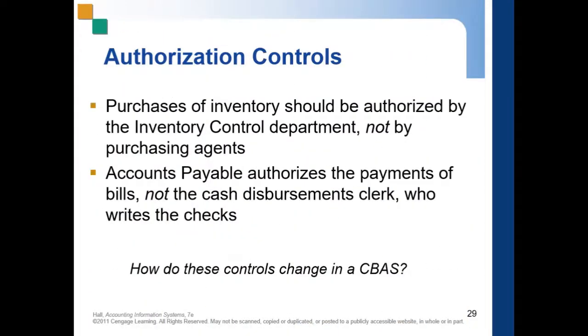Now let's start with the authorization controls. Purchases of inventory should be authorized by the Inventory Control Department and not by purchasing agents. Again, Inventory Control Department if you are a merchandising firm. If you are a manufacturing firm, it is the production planning and control. So in this case, for our example, let's assume that it is a merchandising firm. So that is why authorization should be done by the Inventory Control Department.